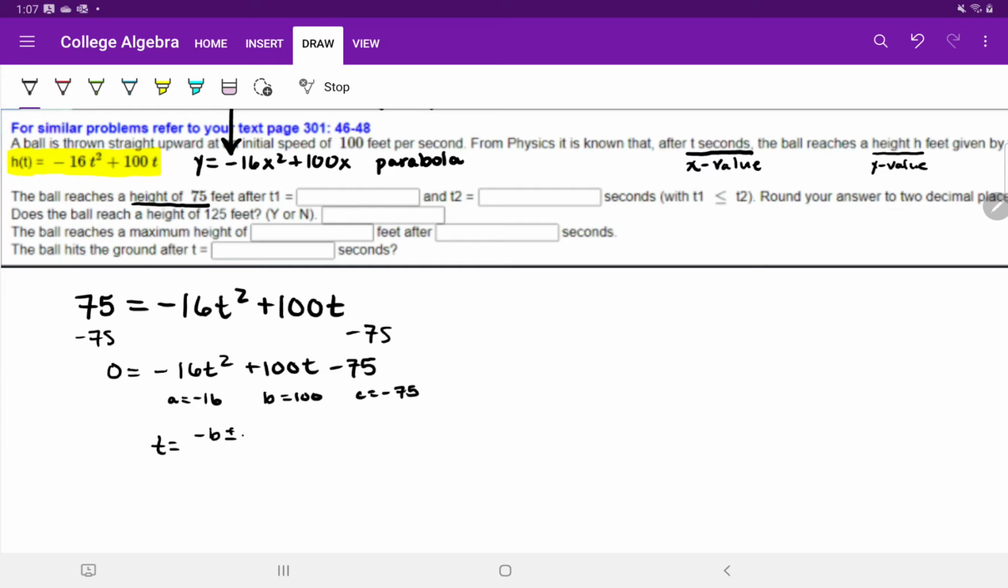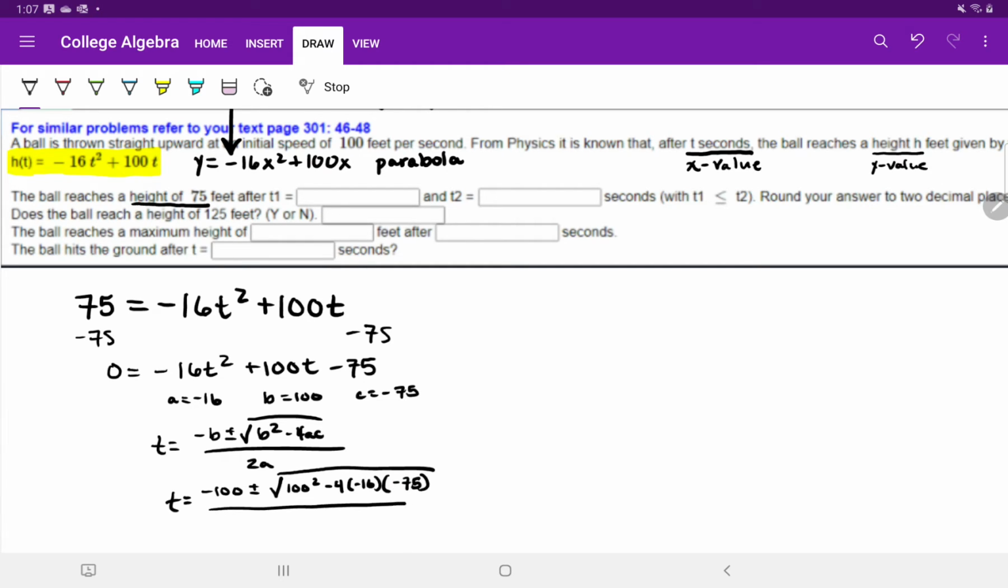negative b plus or minus the square root of b squared minus 4ac all over 2a. So that'll be negative 100 plus or minus the square root of 100 squared minus 4 times negative 16 times negative 75. Now this is a lot of stuff, so I'm going to pause my video for just a second and do some of these calculations off screen. This is just arithmetic. You can plug this into a calculator, so there's probably no need for me to work this out step by step.